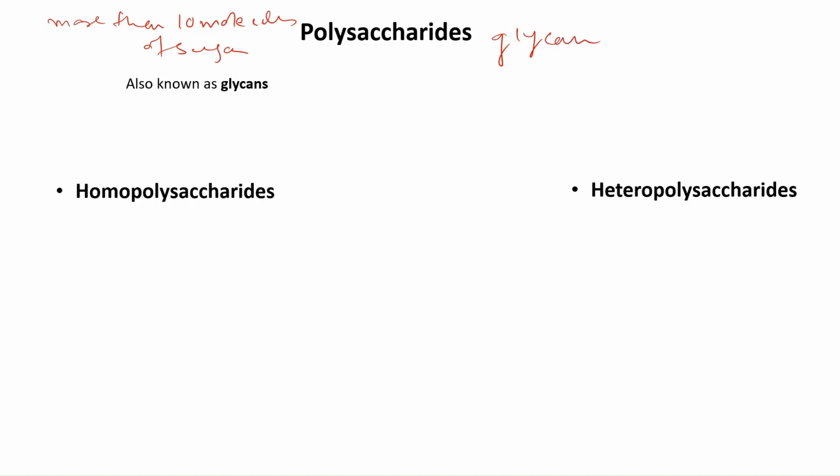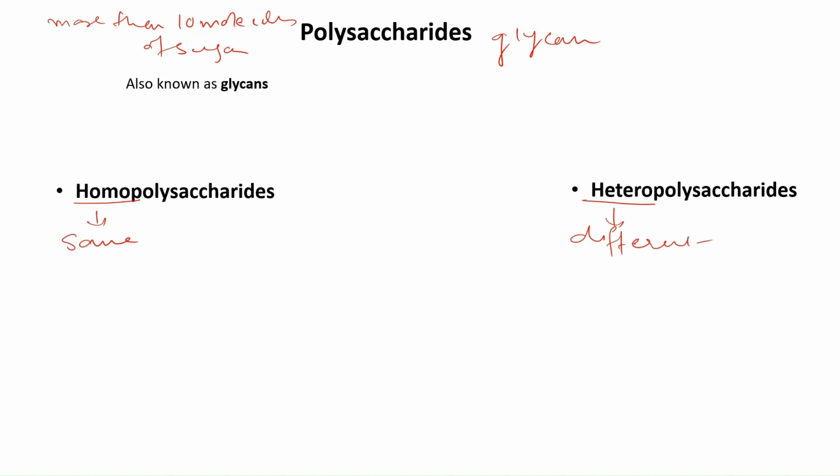Polysaccharides can be of two types, homopolysaccharide and heteropolysaccharide. Homo means same or single variety. When a polysaccharide consists of a single type of monomer, we call it a homopolysaccharide. Hetero means different. When a polysaccharide is composed of different types of monomers, we call it a heteropolysaccharide.